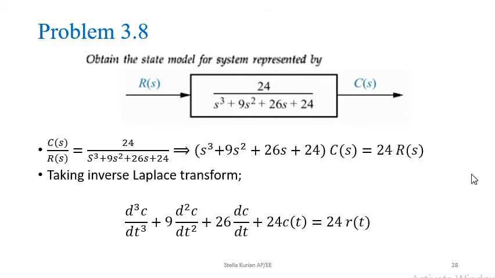Now you will be able to easily obtain the state space model of this particular system. In this problem we were discussing a transfer function where there are no zeros, only poles present, that is, only the denominator term is present and there is no numerator term. Now we will see a transfer function where a numerator as well as a denominator term is present.